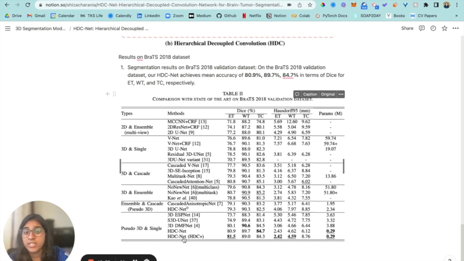But in terms of the HDC-Net, you see here that for the whole tumor and the tumor core, it had a fairly high accuracy of 84.7%, which was apparently the highest in this category. And then for the HDC plus, you see that the 81.5% here was the highest in this category for the enhancing tumor. So from that perspective, you can see that these models are actually really accurate. And yeah, this was pretty much the second paper that I read.